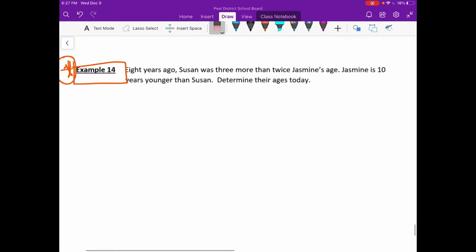Okay, this one's a little bit of a doozy, but we'll walk through it and it will make sense. So there's a few things going on here. The first one says 8 years ago, Susan was 3 more than twice Jasmine's age. That is, in itself, a very important sentence. Then it says Jasmine is 10 years younger than Susan. Determine their ages today. I always like to start with the present because there's no time like the present.